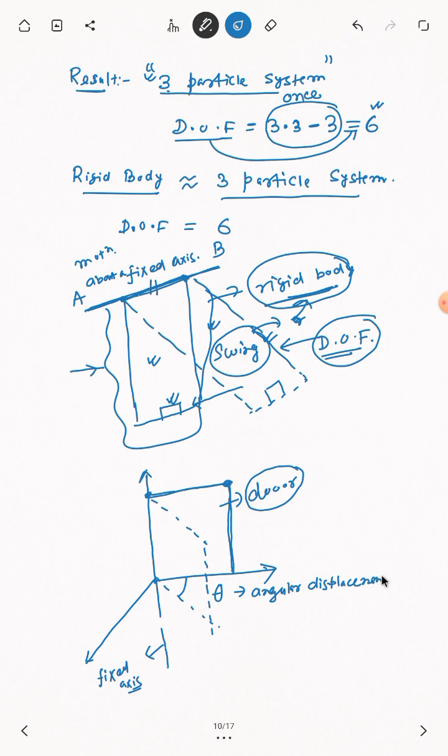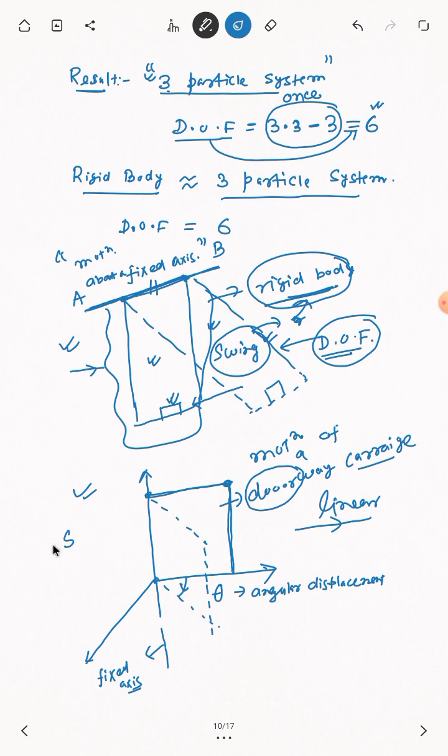Displacements are of two types, one along a straight line, that is called linear displacement, and another one is along a particular angle, that is called angular displacement. So the motion of a railway carriage door will be another fine example of motion about a fixed axis. These two examples are very much important. We will see later that questions have been set in CSIR from this particular topic.